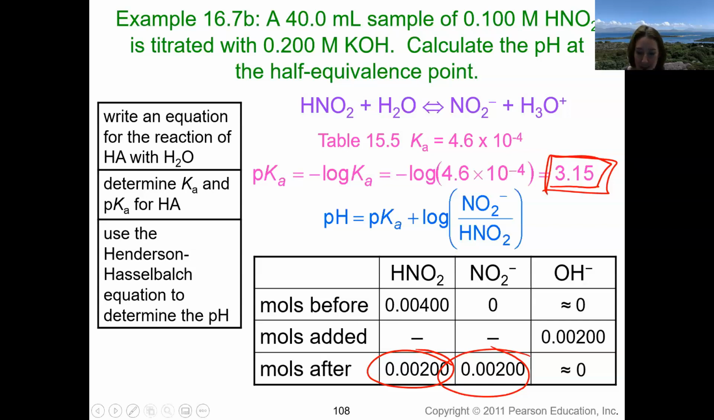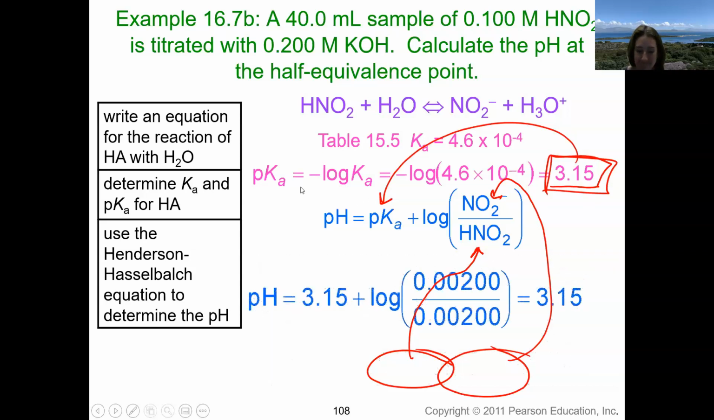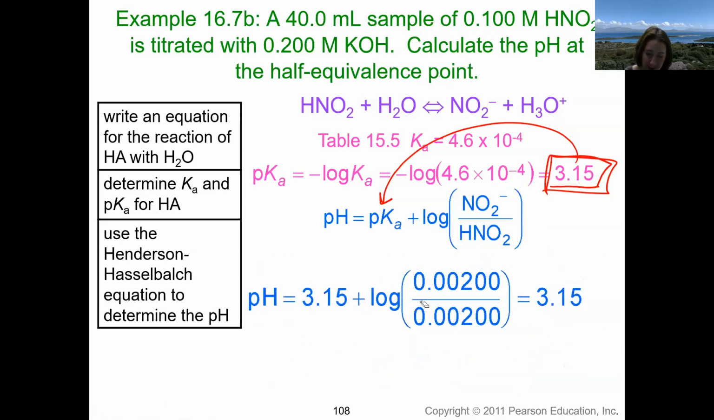When you plug in the numbers, you know what you get, 3.15. Because try it, put it in your calculator. The log of 1 is 0. So this ends up being 0. So at the half equivalence point, your pH equals your pKa.